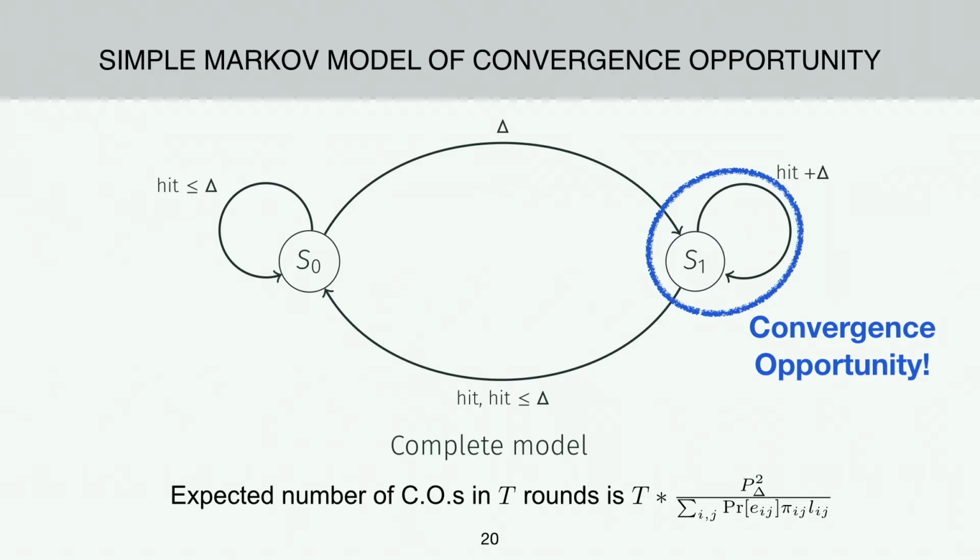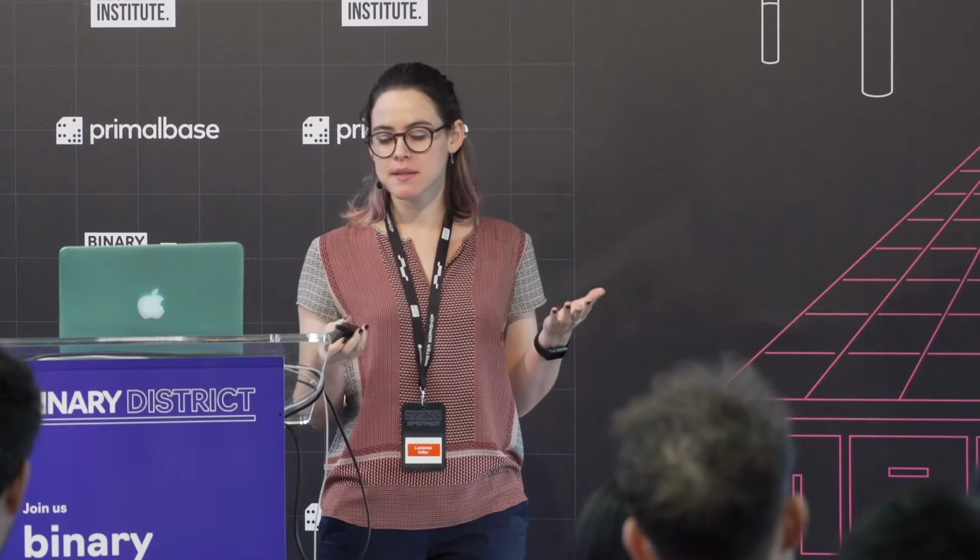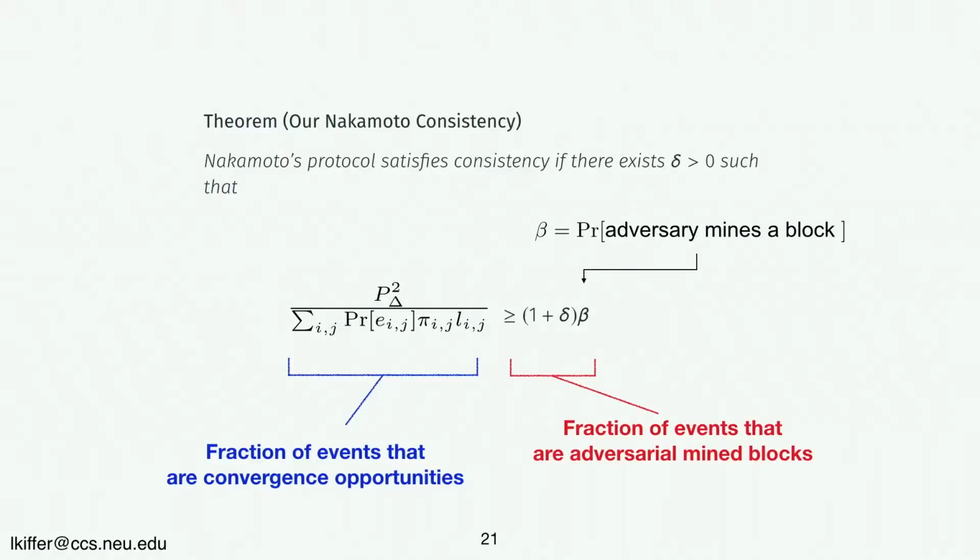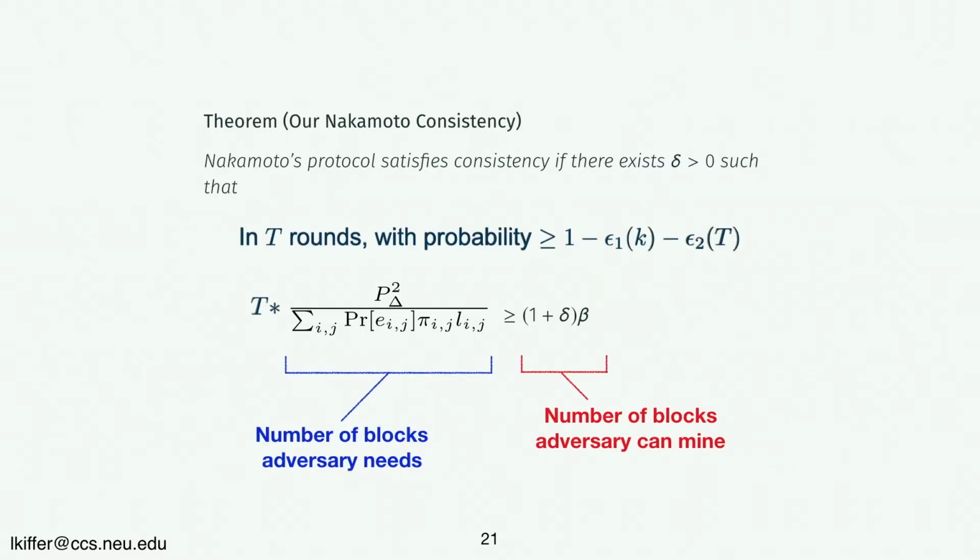We look at a random walk on this Markov model and say that for T rounds, how many convergence opportunities do we expect? And we get our bound here, which says that as long as the fraction of events that are convergence opportunities is greater than the fraction of events that are adversarially mined blocks, then we are solid. We have guaranteed consistency. In easier to understand words, if you look at T rounds, as long as the number of blocks the adversary needs to break consistency is more than the number of blocks the adversary could possibly mine in expectation, then we have guaranteed consistency.